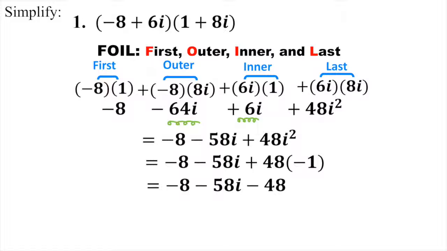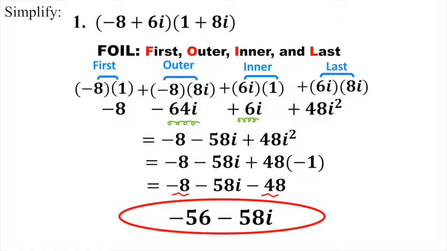Now I've got two more that I can combine, a negative 8 and a negative 48. If I combine those two together, I end up with negative 56 minus 58i. This one is a little bit more lengthy than a traditional FOILing problem, but the big thing is to do it just like you do FOILing and understand that i squared is negative 1. Then you can simplify after you end up FOILing.